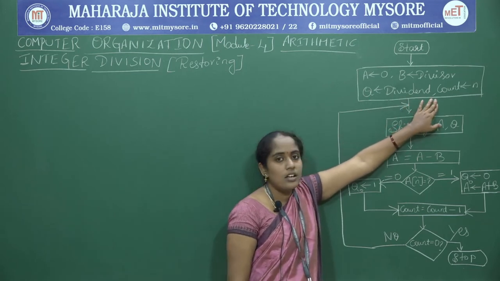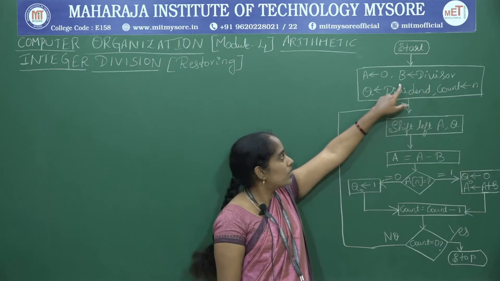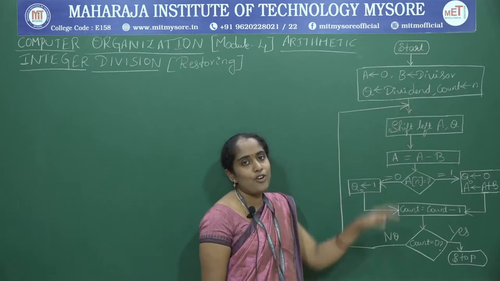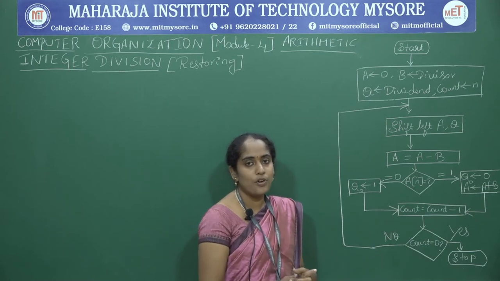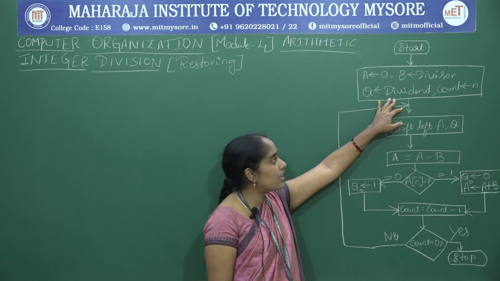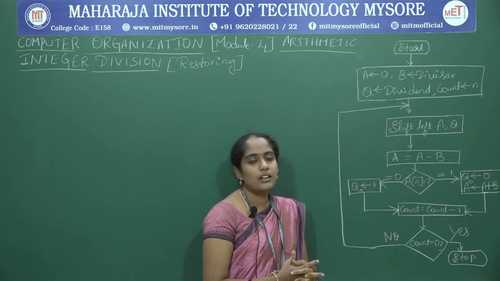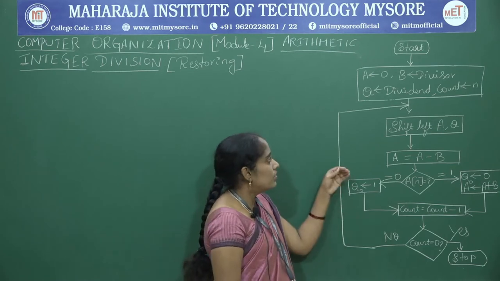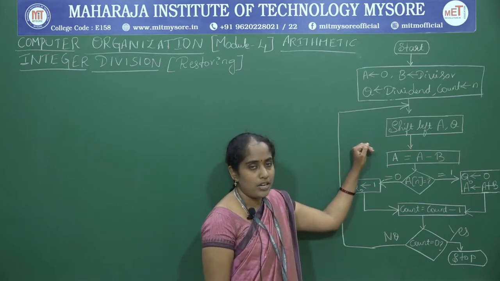Then the count value depends on the dividend or divisor value. If both values contain 4 bits, then count is equal to 4. Or else if the divisor and dividend contain 5 bits, in that case the count N value will be 5. Next, this is a very important step.